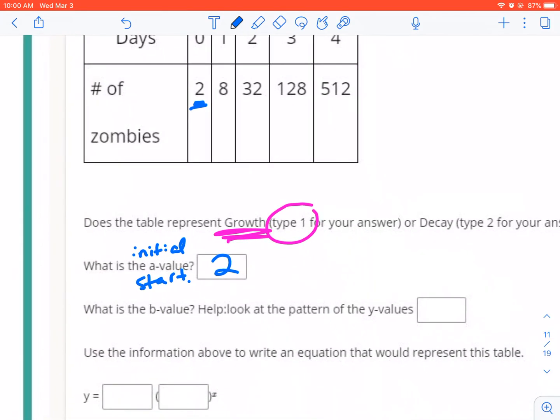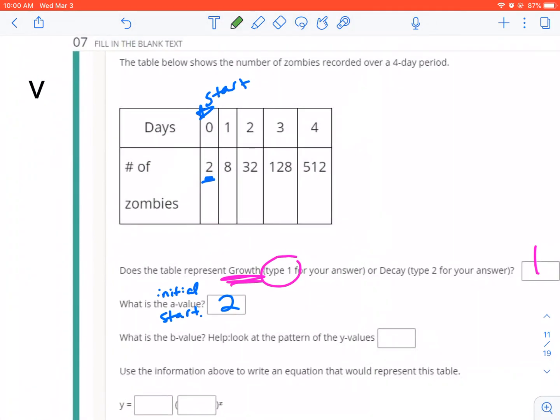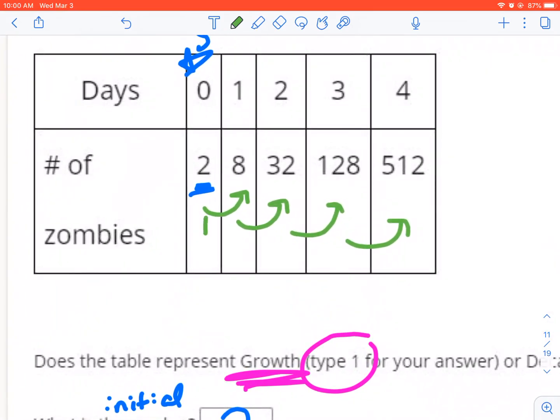All right, what is our B value? B value needs a little bit of work, and it's asking how we're getting from one number to the next. All right, so what are we doing? What is the pattern every time? If you see that you're adding 6 this first time, does that pattern keep happening? Are we just adding 6 every time? No, so we need to find another solution.